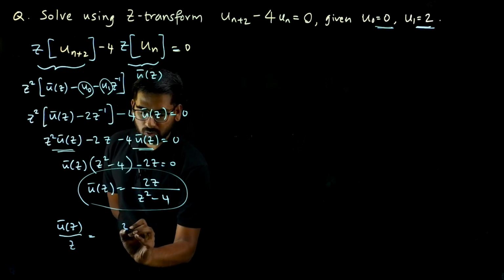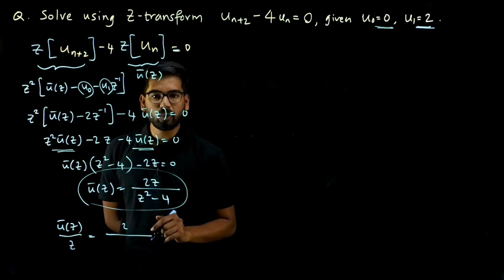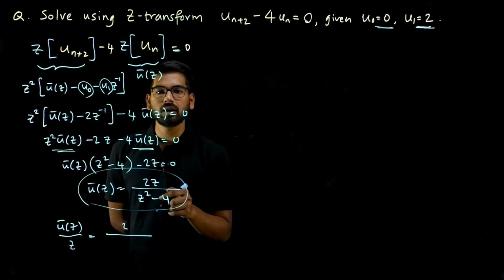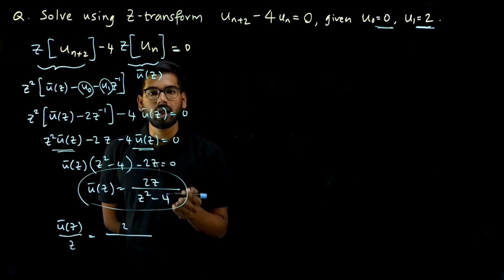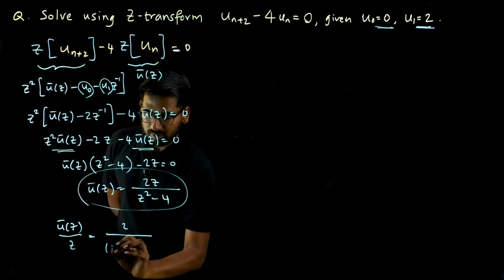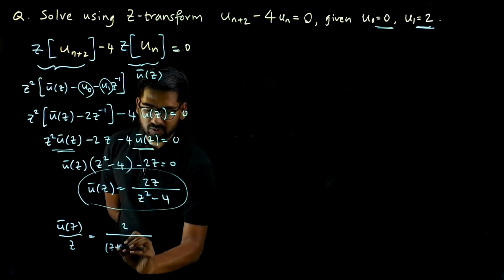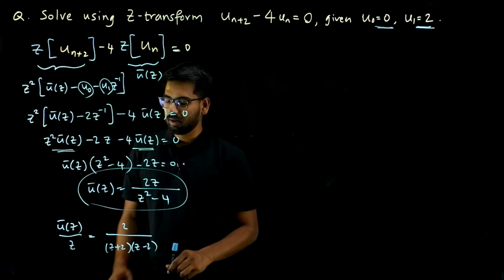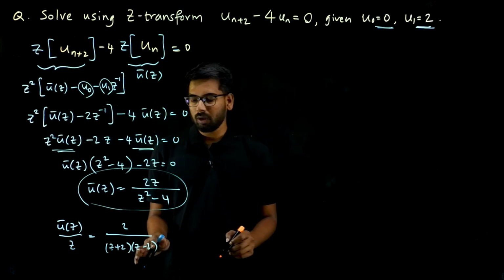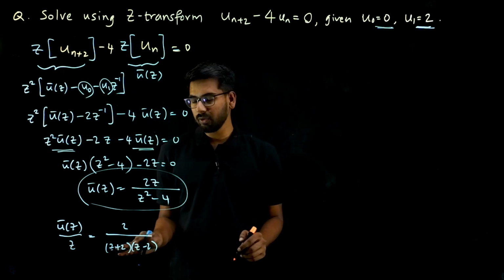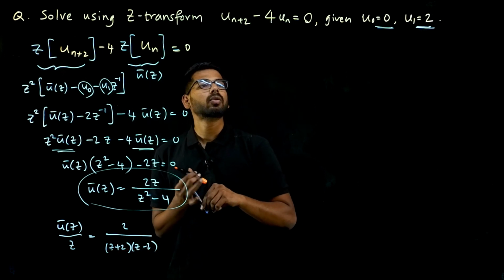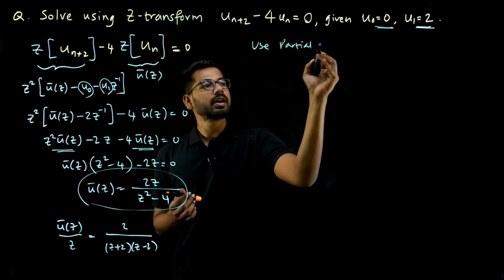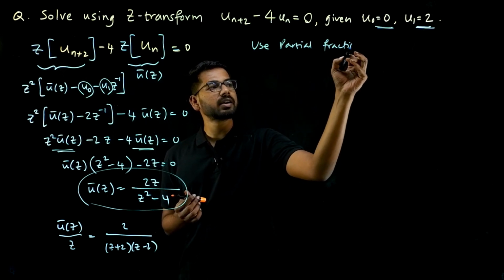So what is remaining here? 2 over z square minus 4. This is a square minus b square, z square minus 2 square. We know a square minus b square is a plus b into a minus b. So I'll write z square minus 4 as z plus 2 into z minus 2. At this point, what should we do? We should use partial fractions. Why should you use partial fractions?